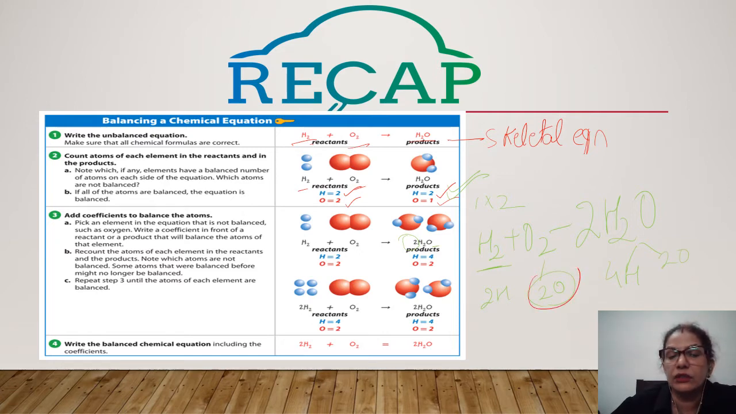Now the oxygen is balanced on both sides, but hydrogen still needs to be balanced. So what do we do to make this 2 into 4? We add a 2 as coefficient, 2 into 2 is 4. So 2H2 plus O2 gives 2H2O. So this becomes a balanced chemical equation at the end of it.